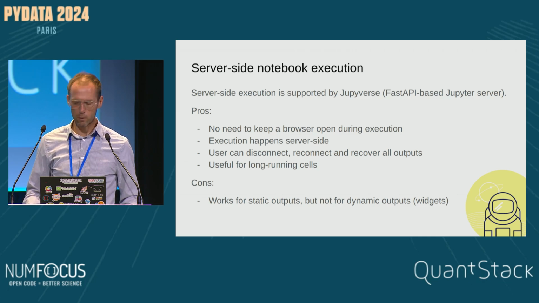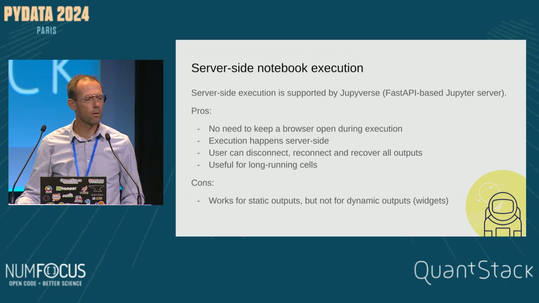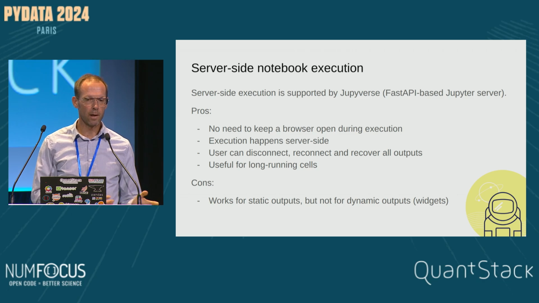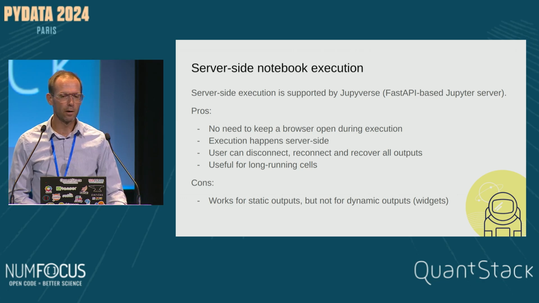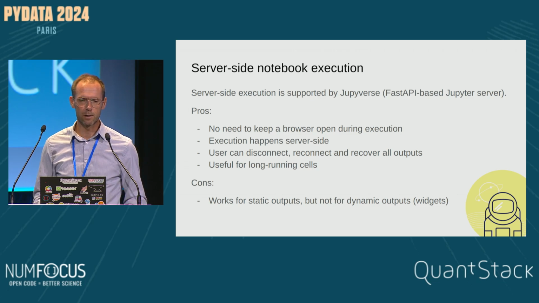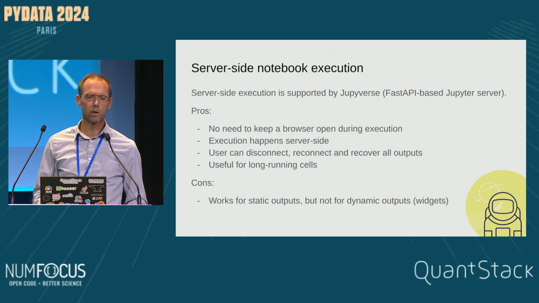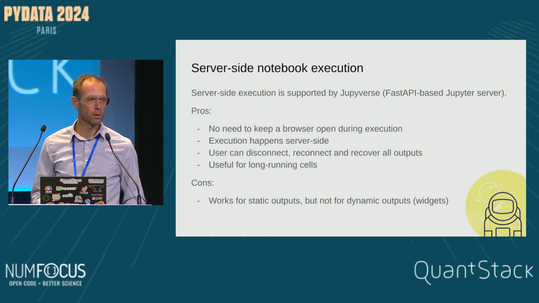The good thing about that is that there is no need to keep a browser open during the execution. You can close your browser once you execute a cell, for example, let's say a long-running cell. Execution happens on the back end, and if you reconnect, you will get back all the outputs of your execution, which is kind of nice, and it has actually been a very long issue for a very long time in Jupyter. So that's basically solved now, but it works for simple static outputs, like maybe images or text, but not for dynamic outputs.